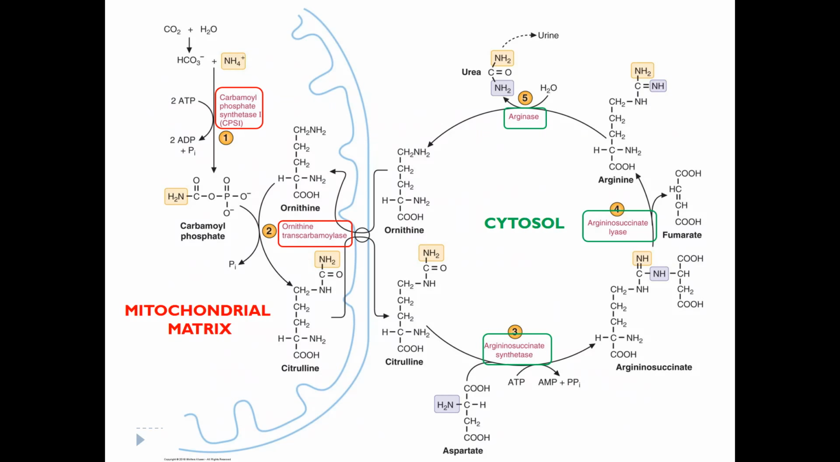You can see here the major reactions that occur during the urea cycle. There are 5 different reactions. The first 2 occur in the mitochondrial matrix, and they're going to be marked in red. And the other 3 occur in the cytosol, and they will be marked in green in the next slides.